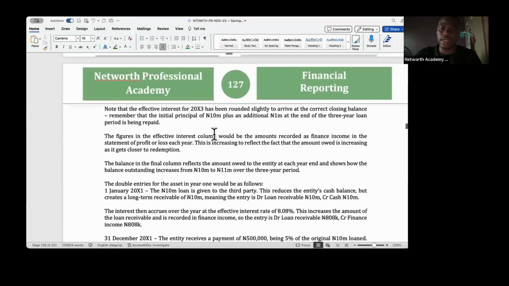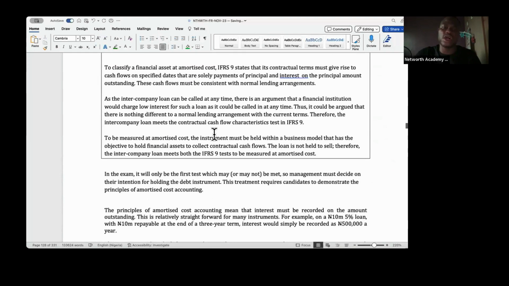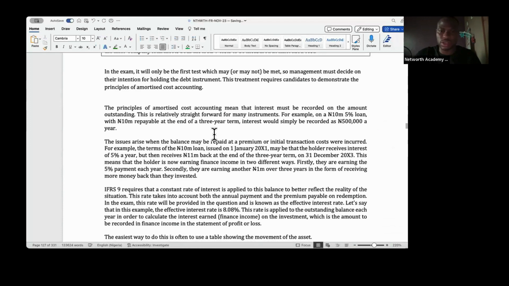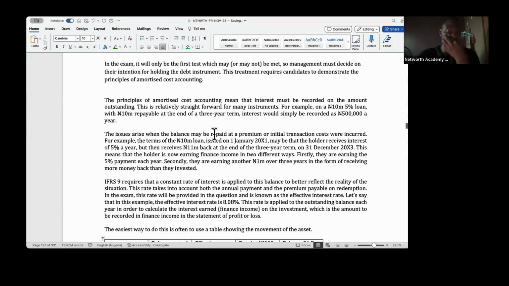Okay, now let me pick them one by one and see how we calculate the figures for each of them. Let me start with amortized cost. So let me give a very simple example. We'll look at three scenarios. So scenario one: let's say you have a 10 million naira 5% loan with 10 million repayable at the end of the third year. Okay, so this is very straightforward.